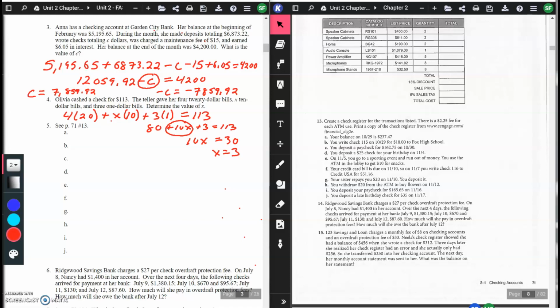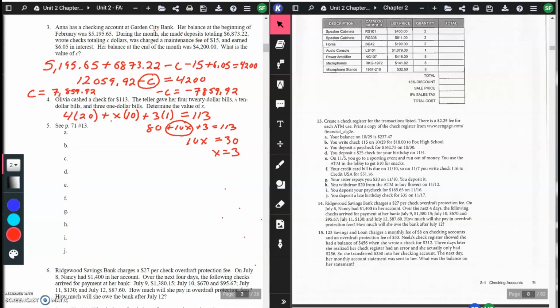Okay. For number 5, we were looking at page 71, which is off to the right-hand side here. Number 13, it says create a check register for the transaction listed. There's a $2.25 fee for each ATM use. Print a copy of the check register from Cengage.com. All right. So we're just going to do this off to the side here. I wrote in the notes, I have parts A through J. So we're going to kind of copy that part off to the side.